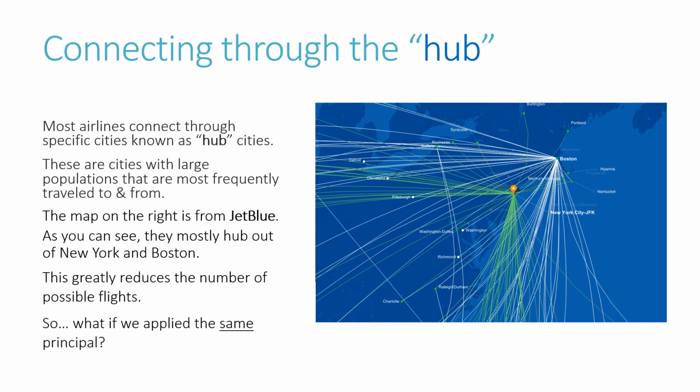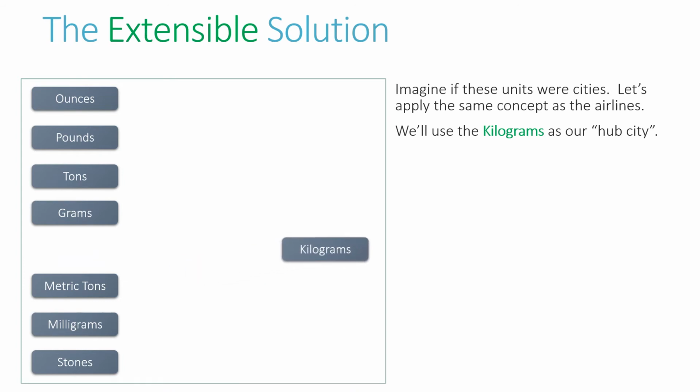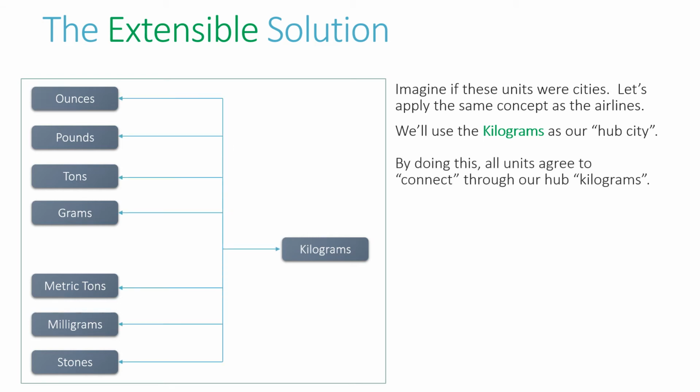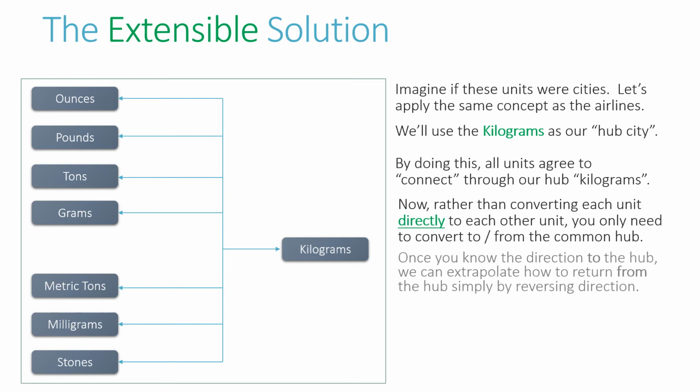Well, what if we applied the same principle? So let's visualize our problem as if it were a logistic one. We'll apply the same concept the airlines have done. Let's start with using a hub. In this case, we'll use kilograms. Now this would work with any of the units. Now when you do this, all the units agree to connect through the hub. Rather than flying directly to each other, they all convert through the same common point.